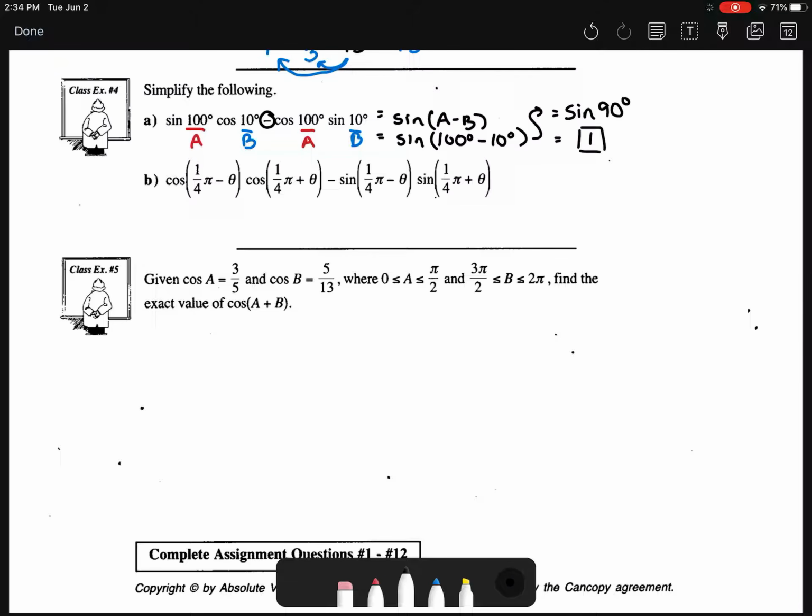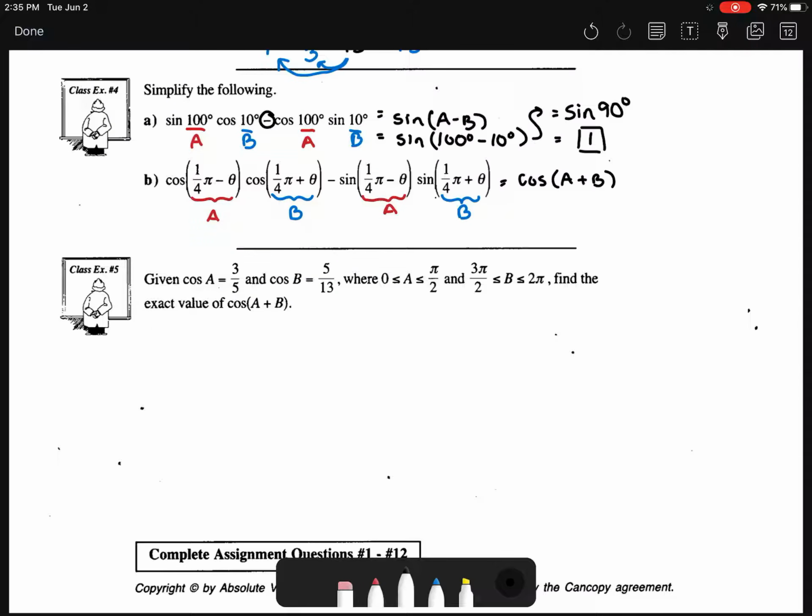Now B looks a little more intimidating, but it's really not. It's the same kind of idea. Look, I've got quarter pi minus theta here, and here I also have quarter pi minus theta. Those could be my A's. These quarter pi plus thetas could be my B's. They're repeated over and over again, and you can see you have cos cos minus sine sine. So you take a look at your sum and difference identities and find where I have cos A cos B minus sine A sine B. Well, that's going to be the cos of A plus B. That's the pattern I want to follow.